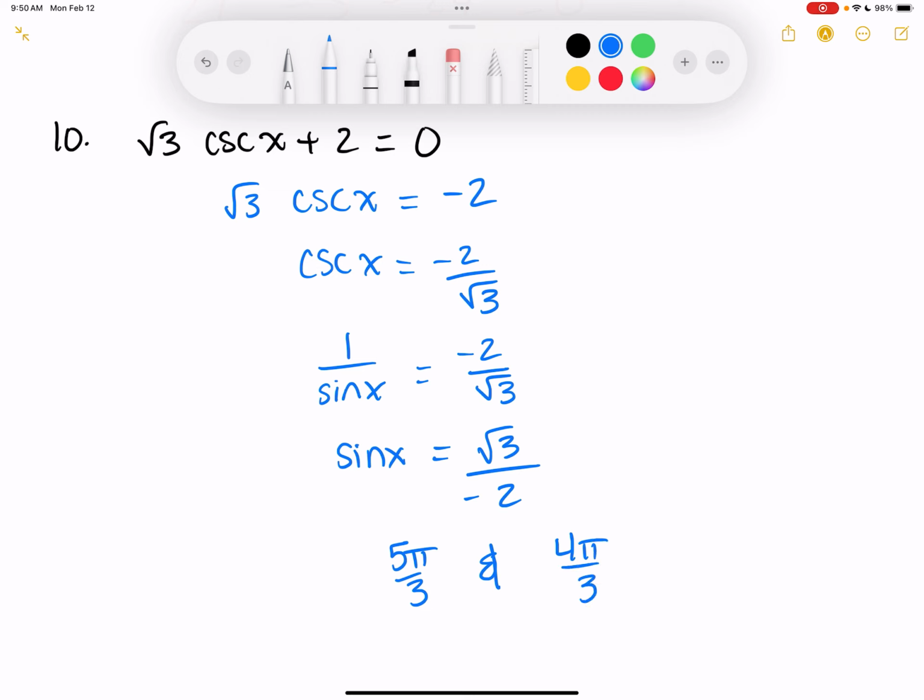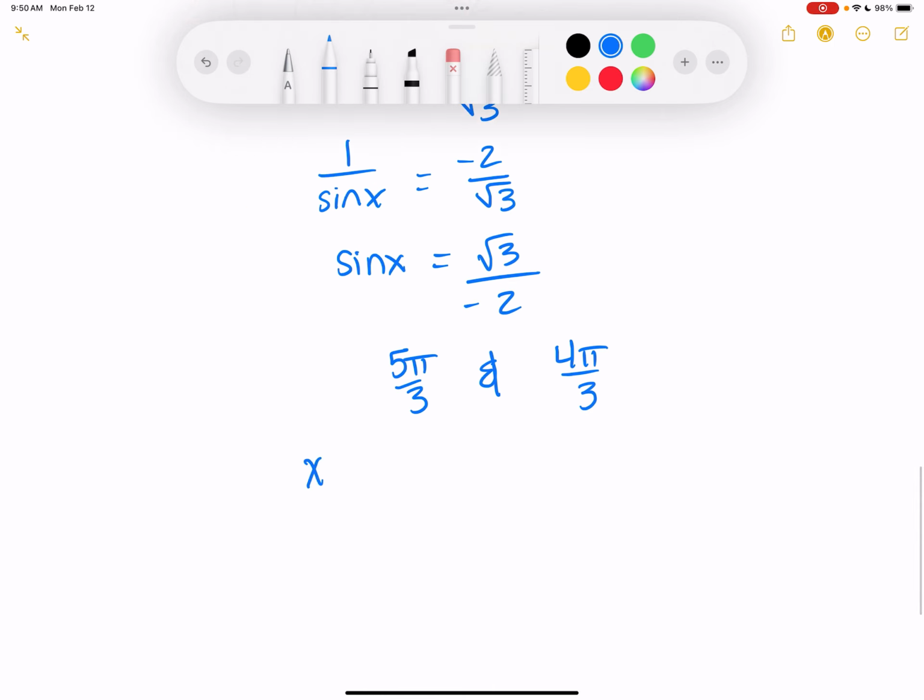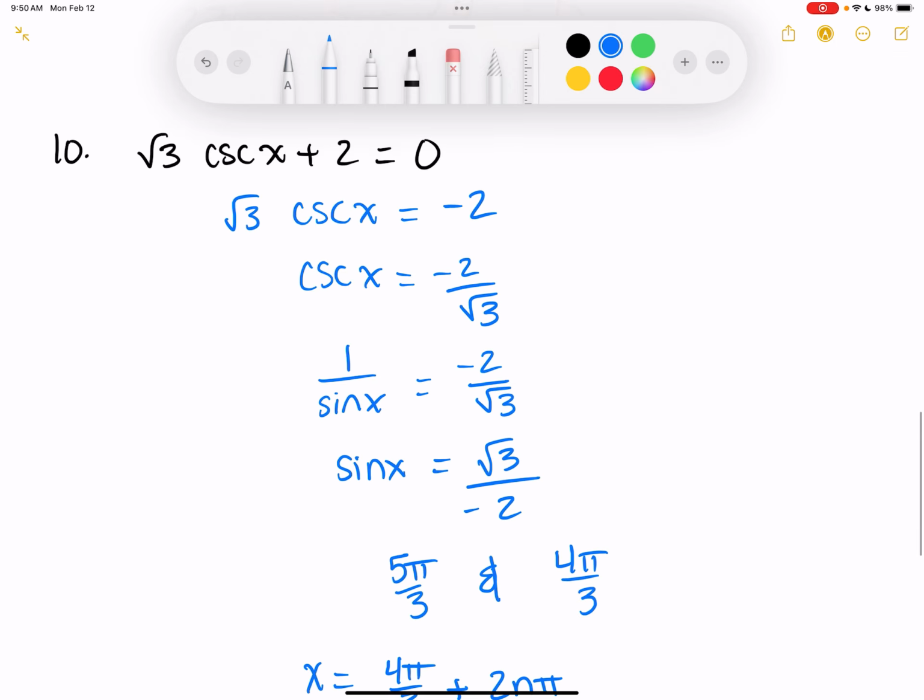You will have a unit circle for this quiz, so I will just give you one of my unit circles. But yes, those are the two places that it occurs. Now, if it asks you for the specific solution, we would be done. But it says general, so I need to write it as 4 pi over 3 plus 2n pi, because this was a cosecant.